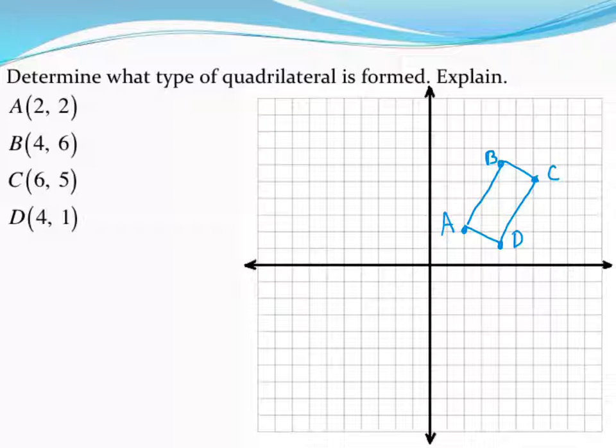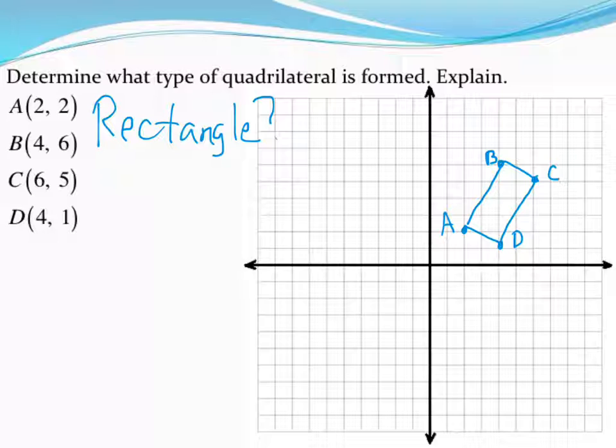So I want to classify this quadrilateral, and even though we're not allowed to just say, oh, this looks like a whatever, and then use that as proof, I'm actually going to use that as my starting point. Looking at this, I have a feeling that this figure might be a rectangle. Now that, again, certainly doesn't prove that this is a rectangle, but it gives me an idea of where to start my investigation.